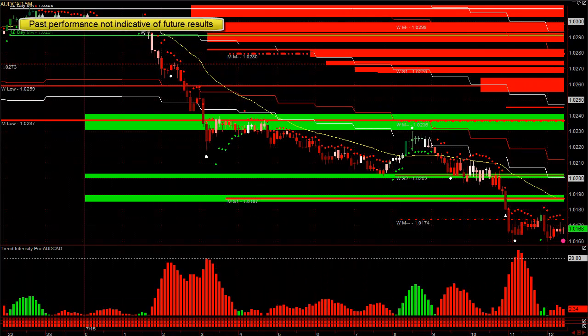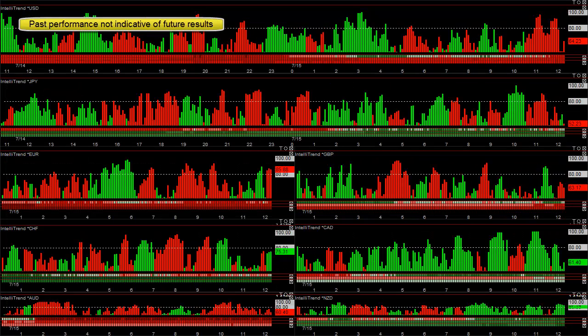So you're short, out, another 20 pips, short, out, another 40, 50 pips, whatever. It's just a wonderful tool for helping you time the strongest trends.